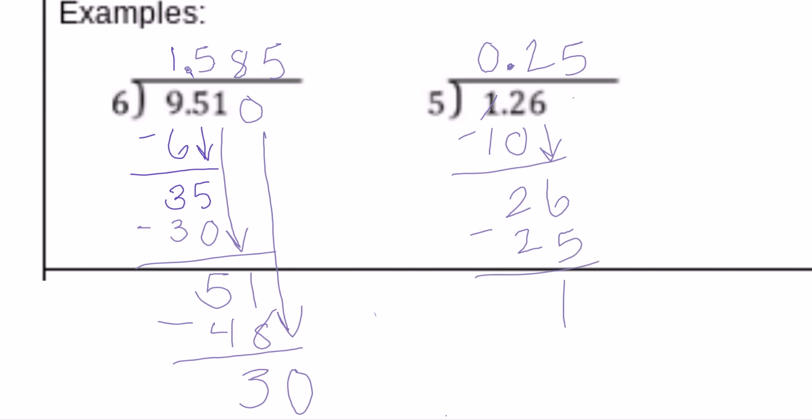We're out of numbers, so add a 0. Drop it down, and it's now 10, and 5 can go into 10 2 times, and I didn't have room to do this on the other example, but you should end up with a remainder of 0. So 0.252. Next slide.